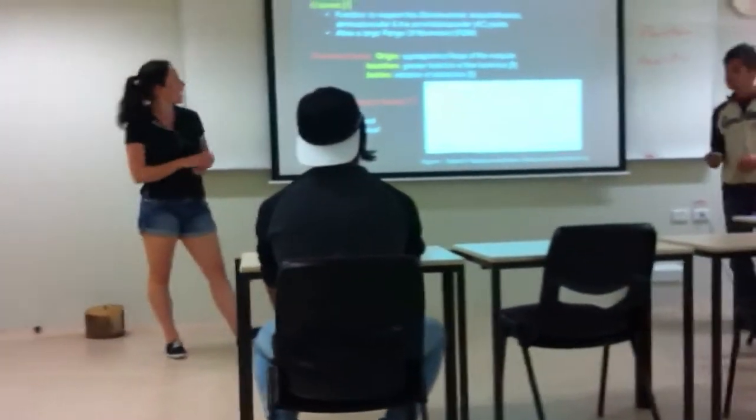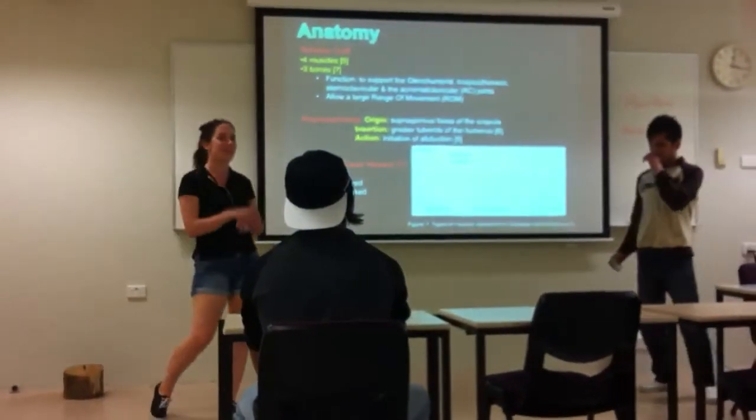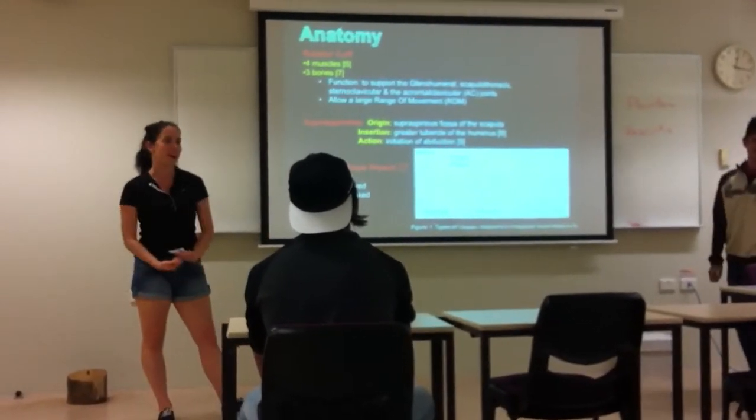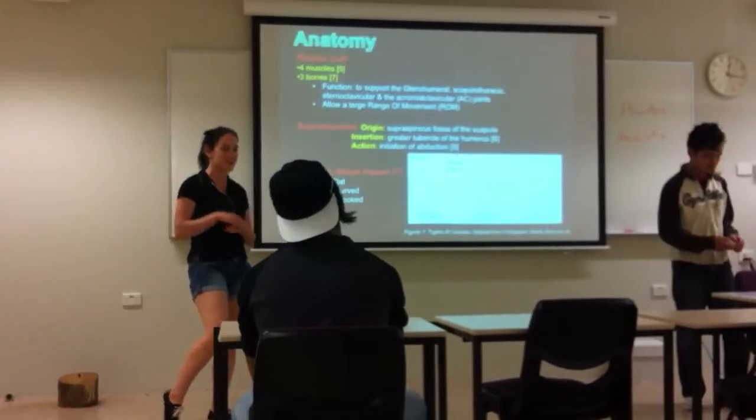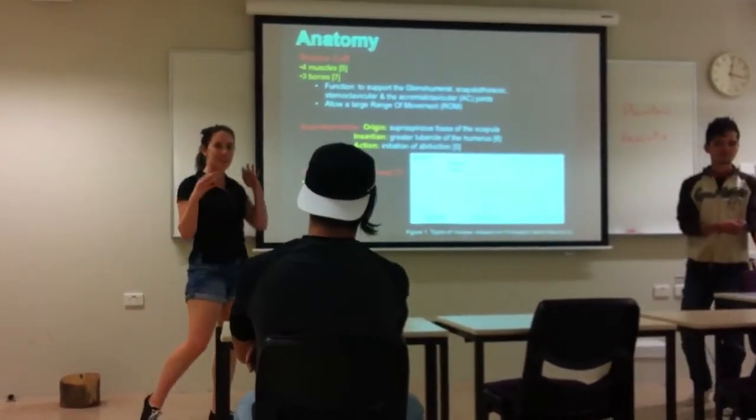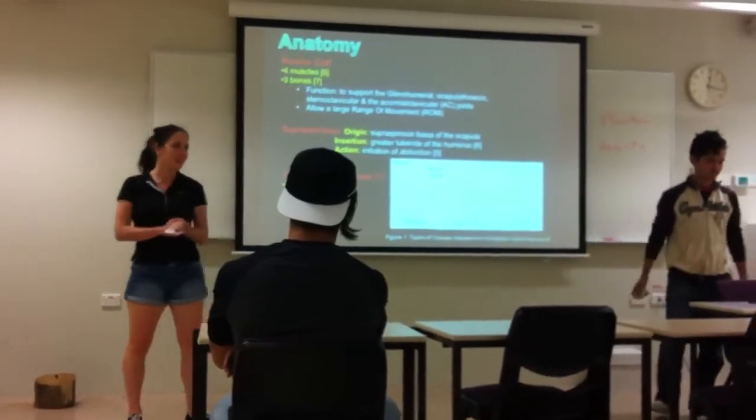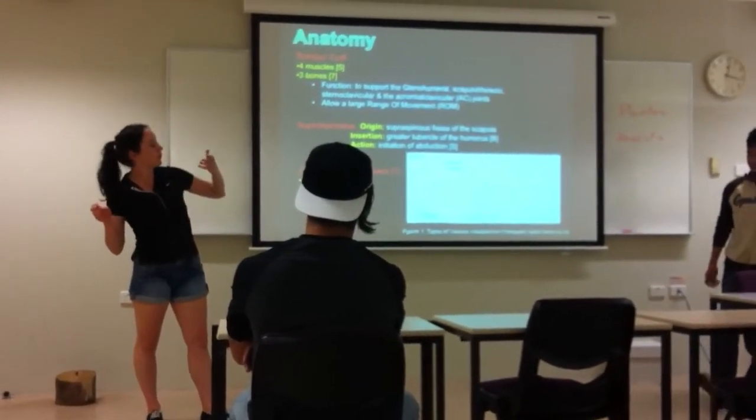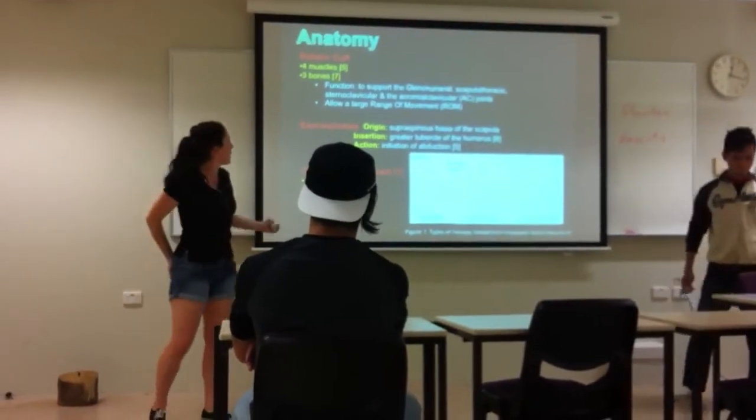Okay, so there are four muscles that are involved in the rotator cuff. They are the subscapularis, the supraspinatus, the infraspinatus, and the teres minor. And then there are the three bones that they insert and originate on: the scapula, the clavicle, and some of the bone, which would be the humerus.